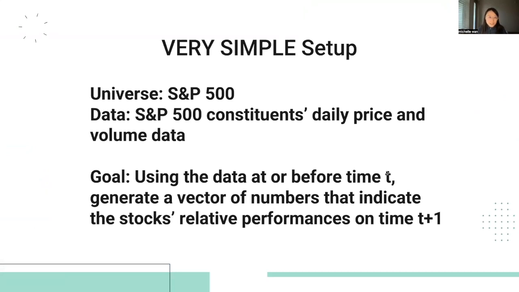Let me introduce the very simple setup and some basic information here. Our goal is to use the data at or before time t, and then generate a vector of numbers that indicate the stock's relative performances on time t plus 1. Then we can take long positions on the top ones and short the bottom ones.